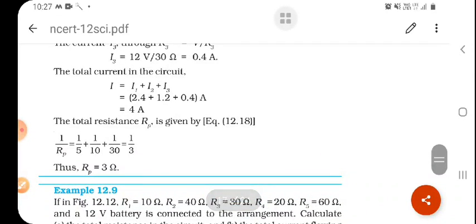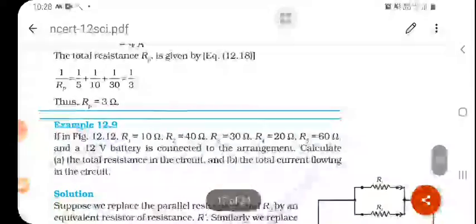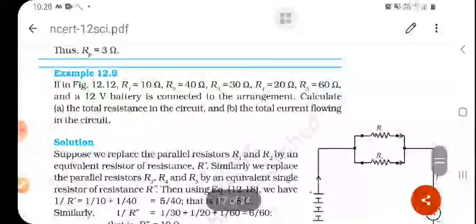which is equal to 4 ampere. Now the total resistance Rp is given by 1 upon Rp is equal to 1 upon R1 plus 1 upon R2 plus 1 upon R3. This gives 1 upon 3, so Rp is equal to 3 ohms.